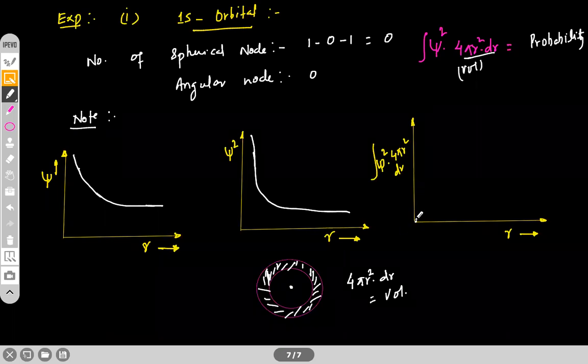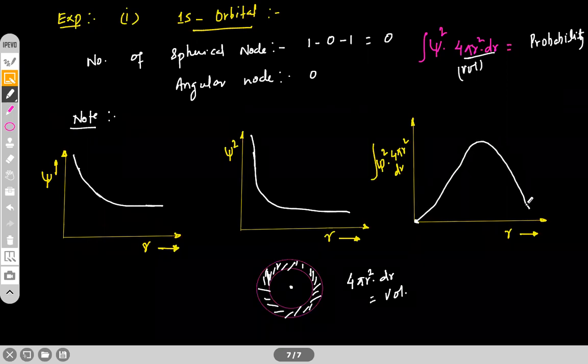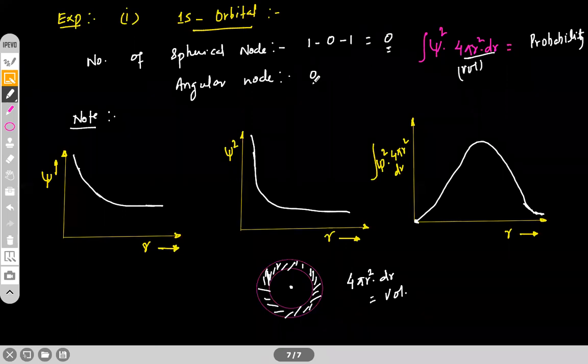We know the probability of finding an electron at the nucleus is 0. That's why the probability graph always starts at the nucleus, goes to a maximum, and then comes down again. But here it won't touch the axis, because when it touches the axis the probability becomes 0, and that is not possible for 1s, because there is no nodal surface here. Did you get my point?